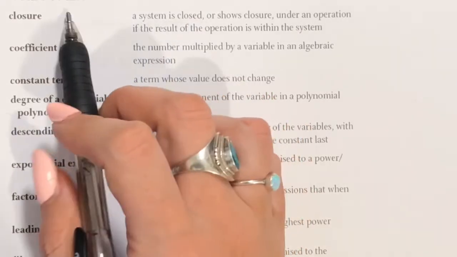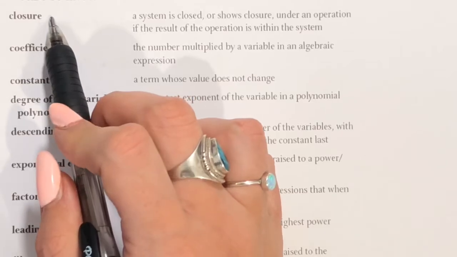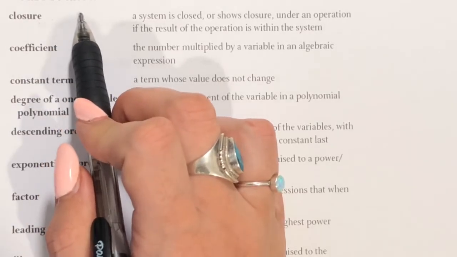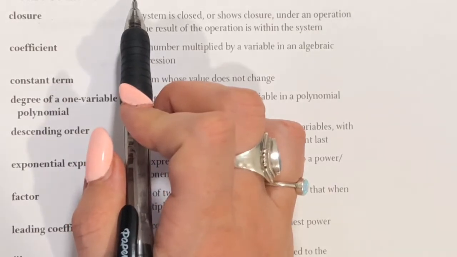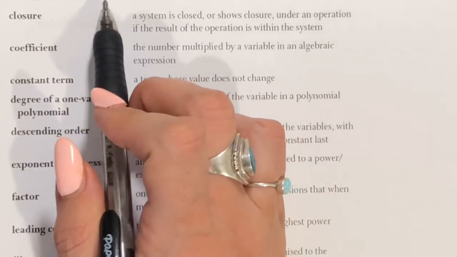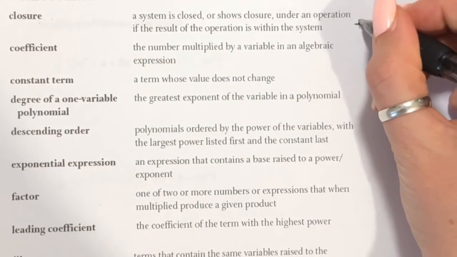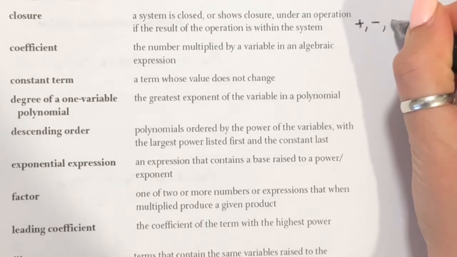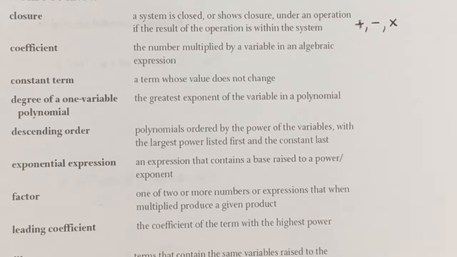So for polynomials to have closure, what that means is if I take a polynomial and I add another polynomial to it, is my answer still a polynomial, which it is. So we would say polynomials are closed under addition. So polynomials, they are closed under addition, subtraction, and multiplication. I'll just put the symbols here, but not division.